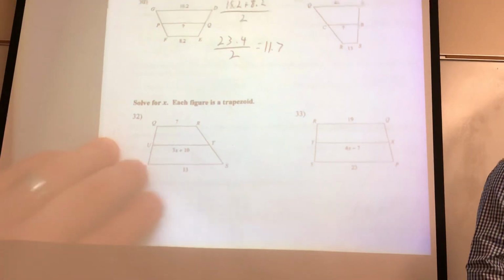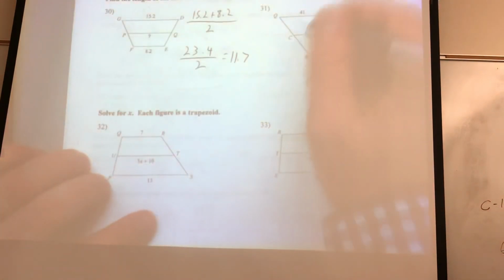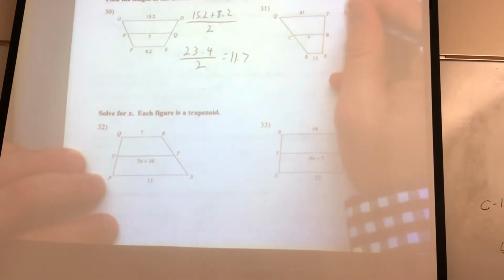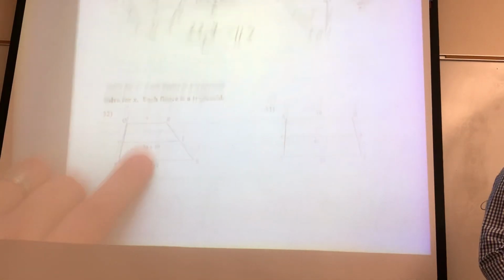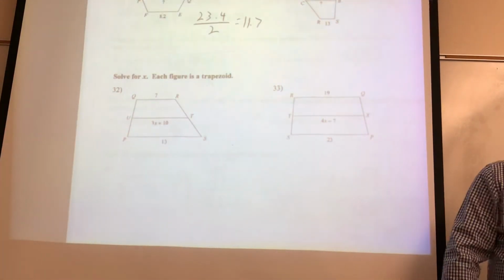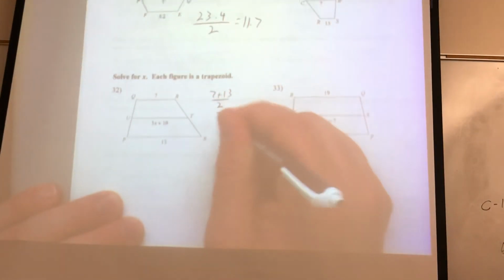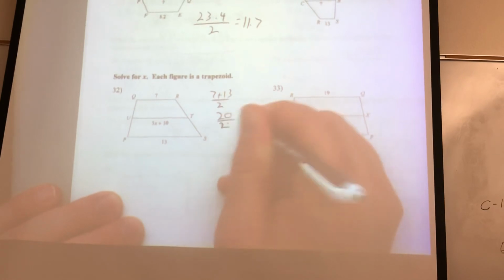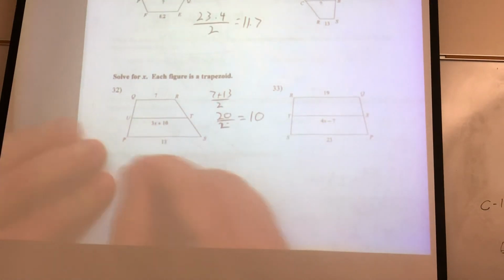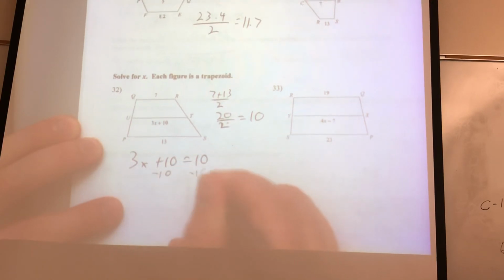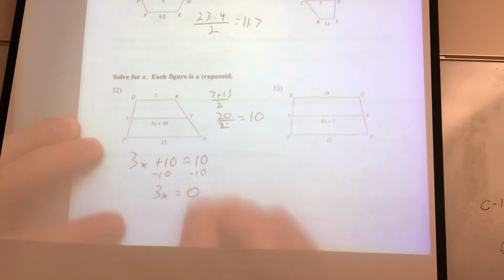Okay, sometimes you may not have to do that. More often than not, though, it's going to pay off to just average the two together. 41 plus 13 divided by 2. This down here with 32 and 33, it's the same thing. 7 plus 13 divided by 2, that's 20 divided by 2, which is going to be 10. And this is 3x plus 10 is equal to 10. Subtract 10 from both sides, that's 3x is equal to 0. The only way that works is if x is equal to 0.